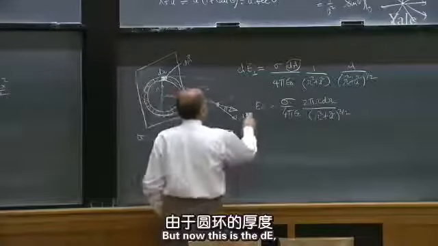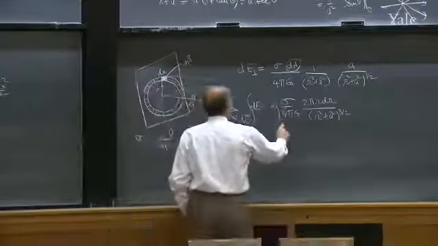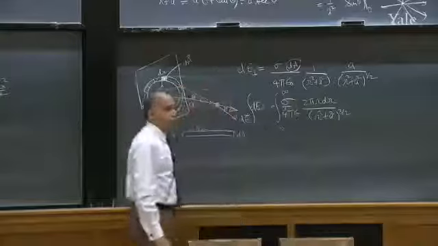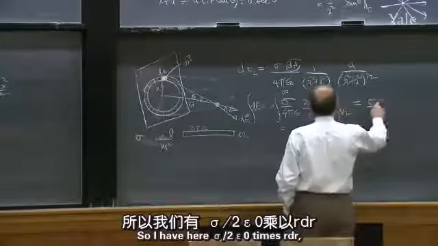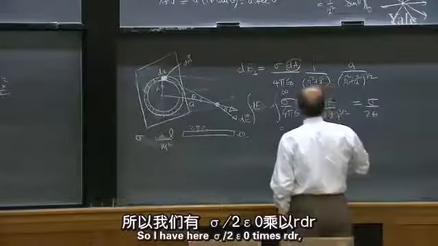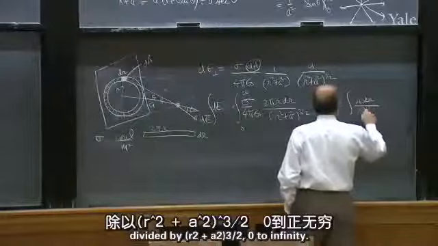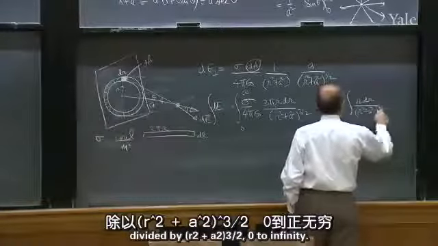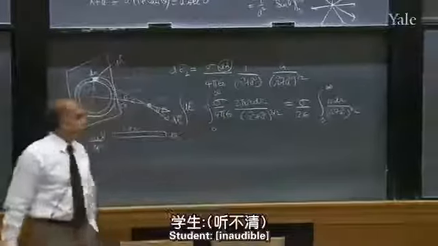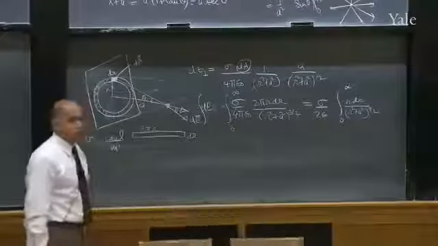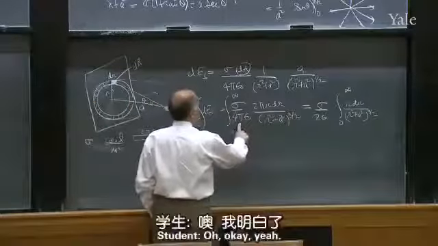But now, this is the dE due to an annulus of thickness dr. Then I've got to integrate over all values of r, but r goes from 0 to infinity. So I have here sigma over 2 epsilon 0 times the integral of r dr divided by r squared plus a squared to the 3 over 2, from 0 to infinity. Did I miss a pi? Shouldn't it be sigma over... Oh, that is a 2 pi here. Okay, yeah, 2 epsilon 0.